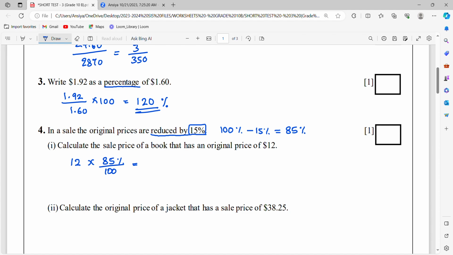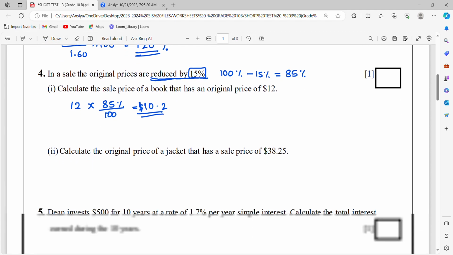12 times 85 over 100. So $10.2 will be the sale price. Now you can also check: the book's original price is $12 and they are selling it for $10.2, which means the price is reduced, and that is the offer they gave. There is a reduction of 15 percent. So that also confirms whether your answer increased or decreased.